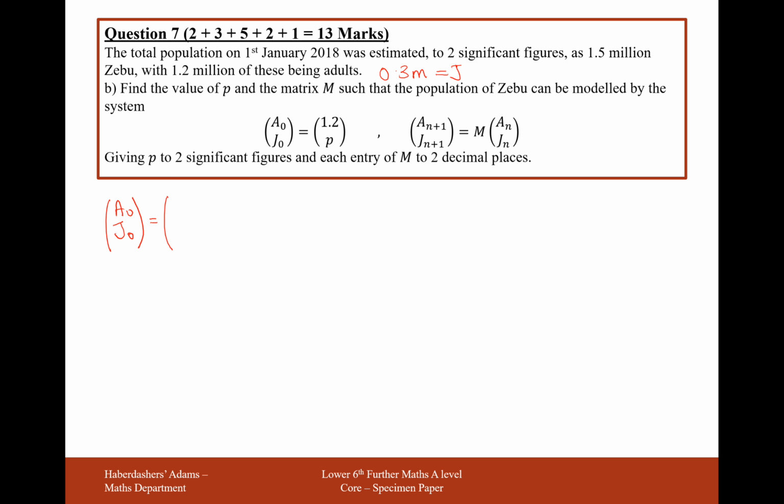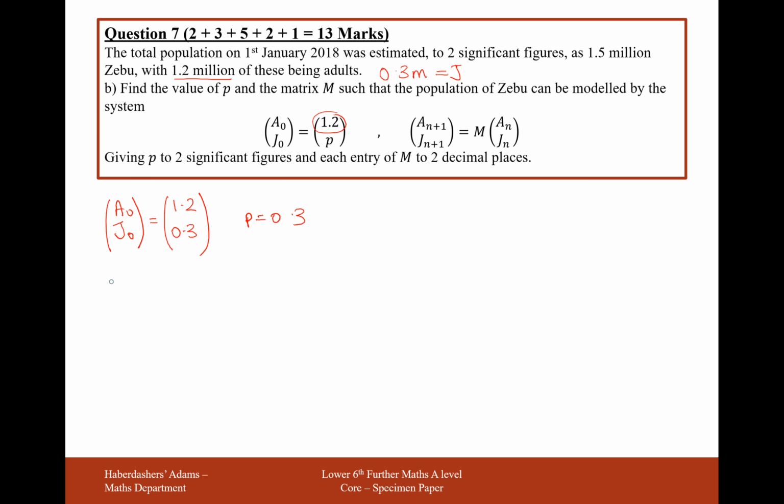So it's 1.2 on the top. That probably refers to the 1.2 million adults. So the bottom must refer to the initial juvenile cattle, which we worked out earlier was 0.3. So in this case here, p is equal to 0.3.